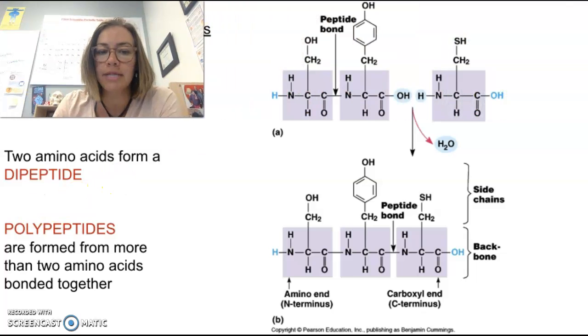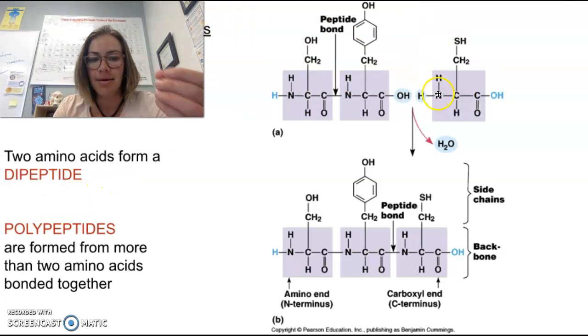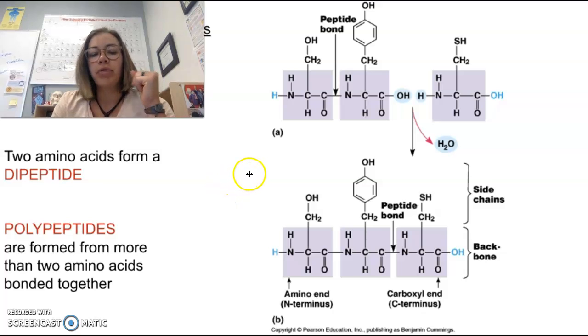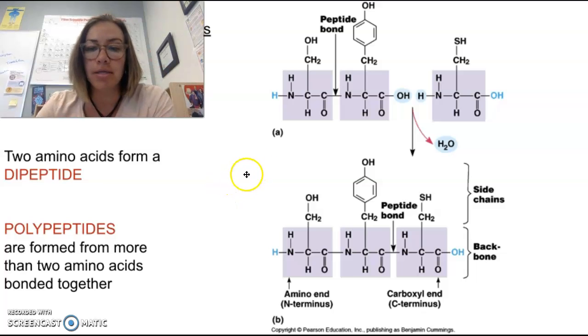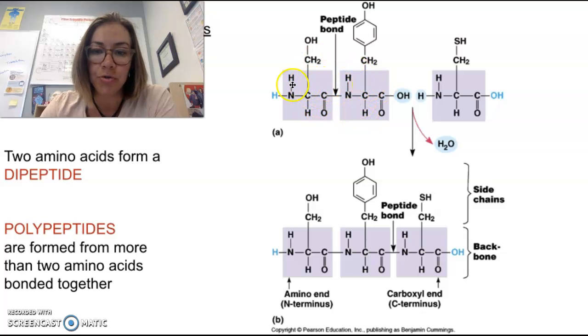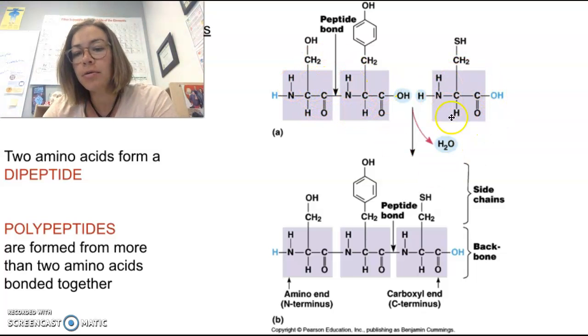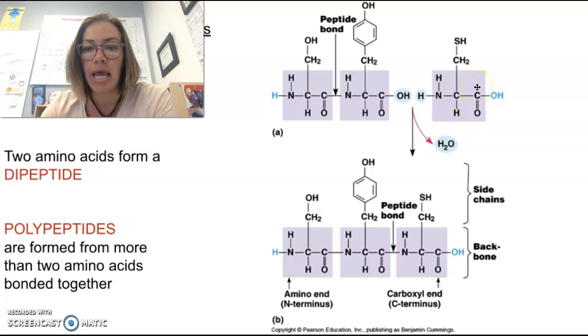So two amino acids form a dipeptide, and polypeptides are formed from more than two amino acids bonded together. So if these are our amino acids, we've already got two bound together here. Here's another amino acid that we're wanting to bring in and bind it. So this is happening in the ribosome. We want to add these together.